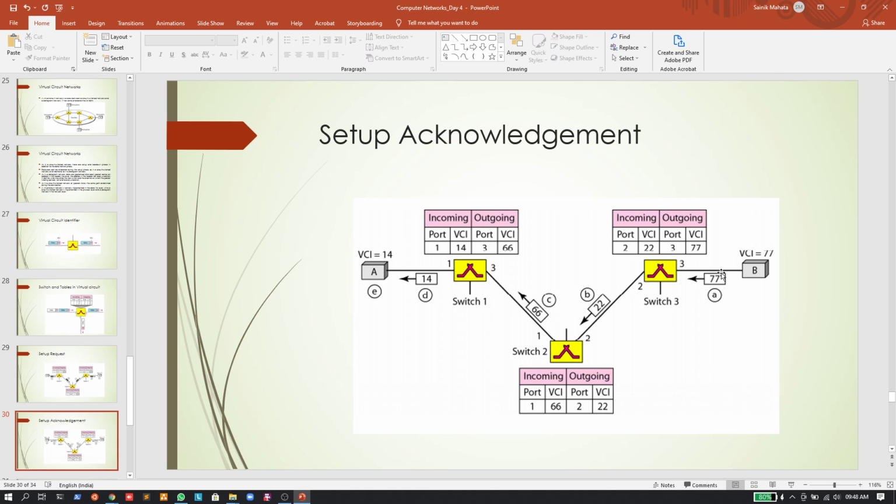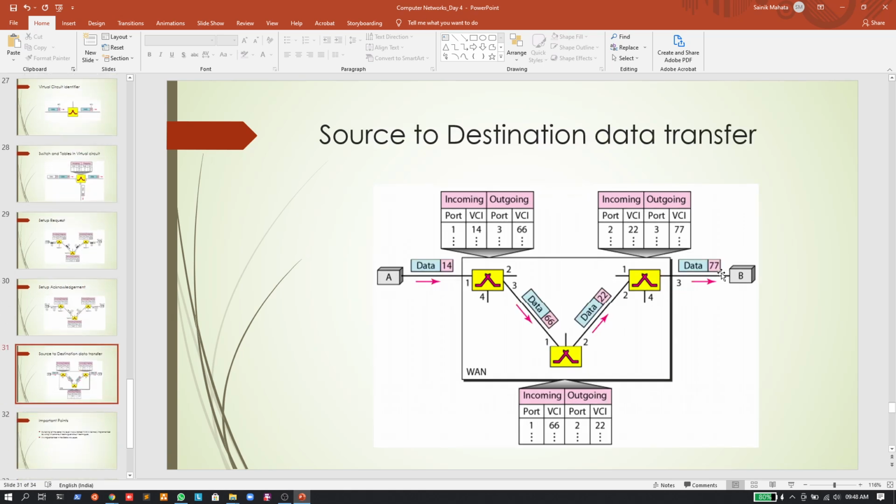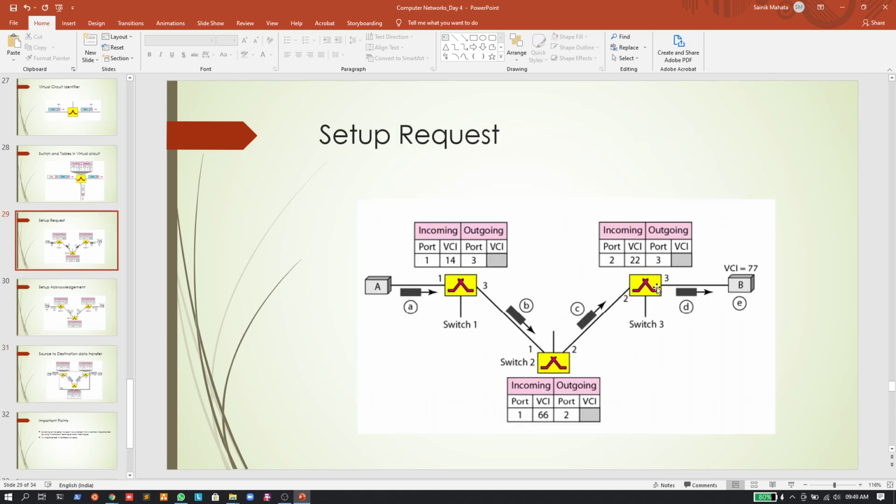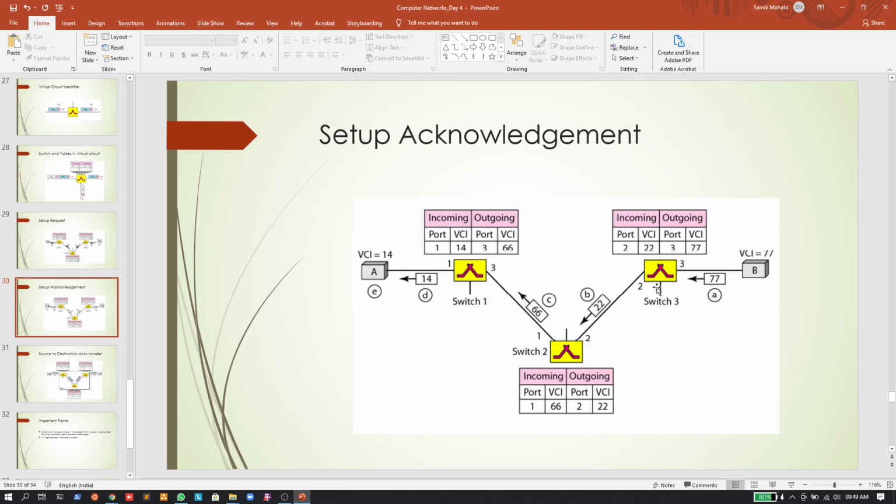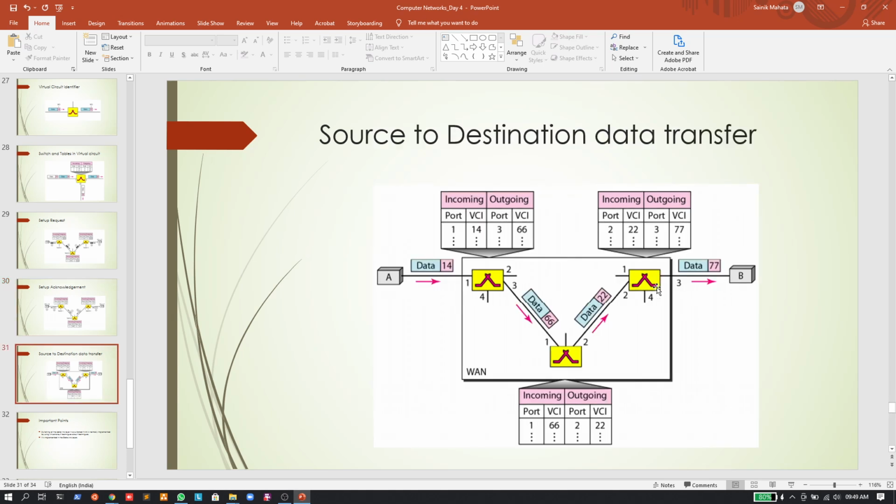Okay. Now after the setup phase happens, what will we do? We will just send data like this. Okay. So again you can see that in the previous scenario, we were just sending the VCI. Whenever it was going from A to B, there was no VCI. Whenever it was coming from B to A, there was a VCI as data. But whenever the actual data transfer phase is happening, this is the packet, and it will contain what? The data as well as the VCI number. Okay. So again like this.